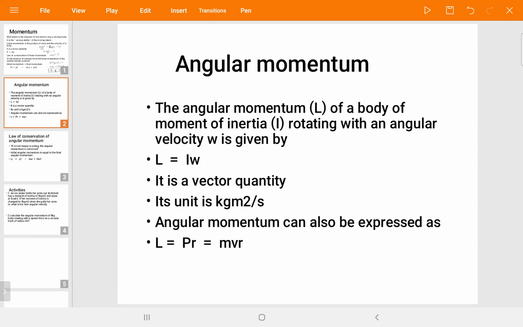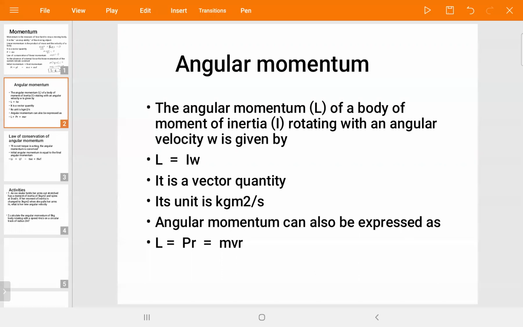The second kind of momentum is the momentum of a rotating object, or momentum of an object which is moving on maybe a curved path or circular path. For example, the angular momentum of a body of moment of inertia I rotating with an angular speed of omega is given by L equals I times omega.